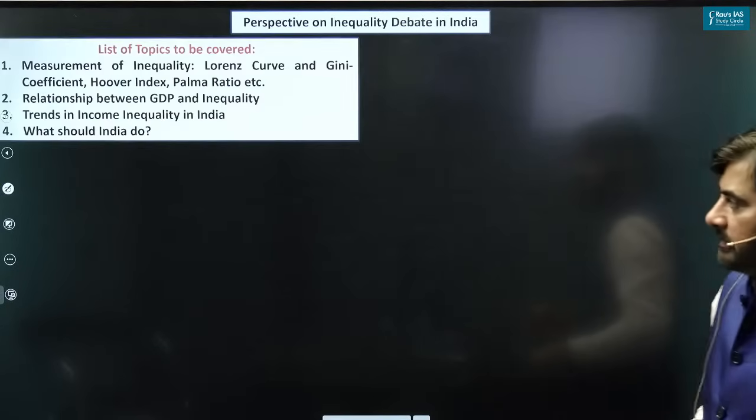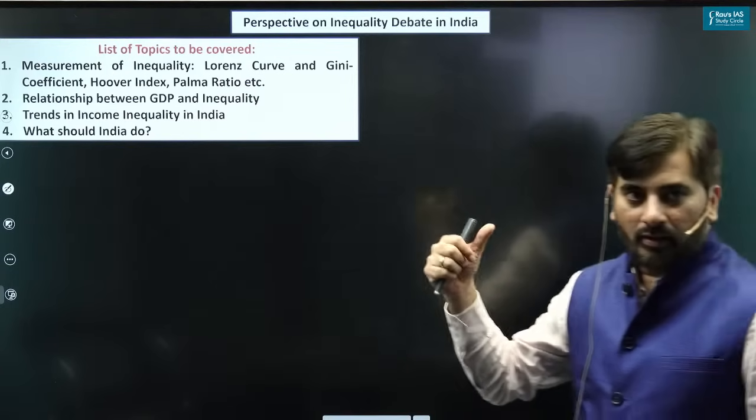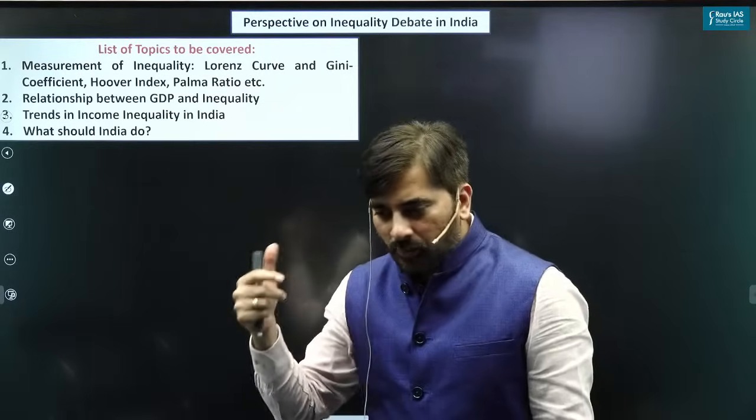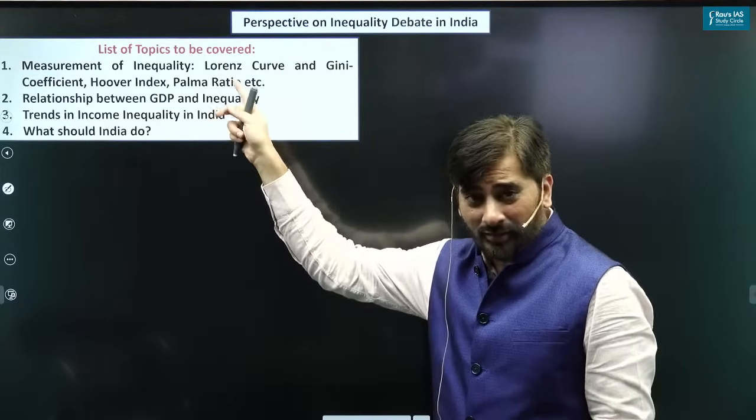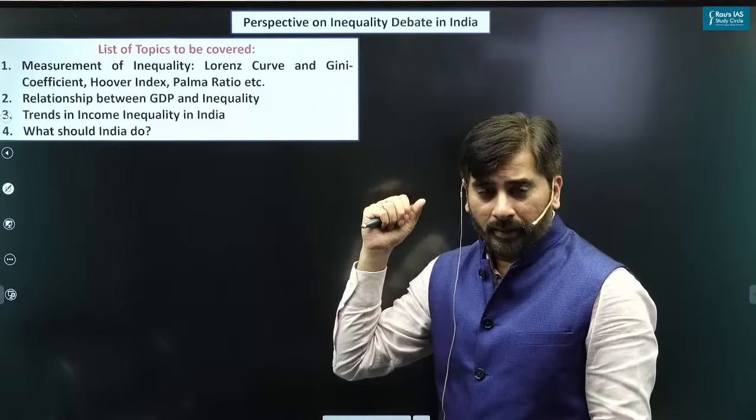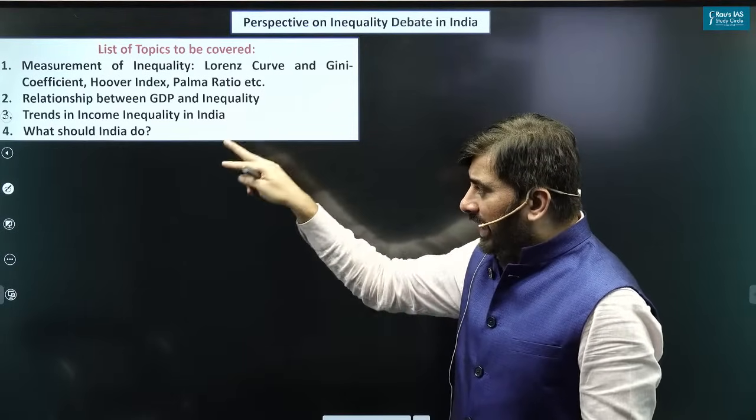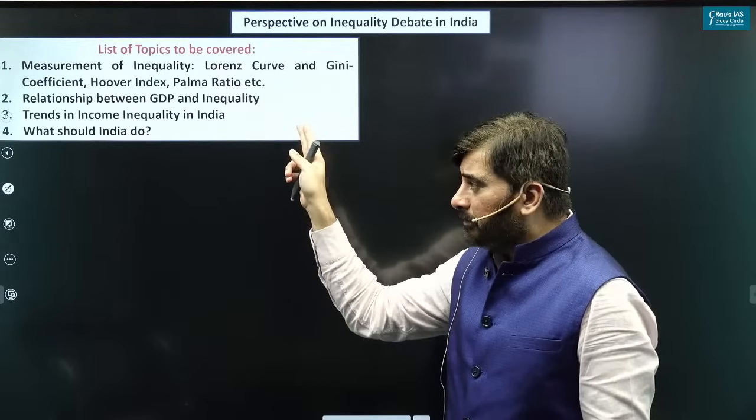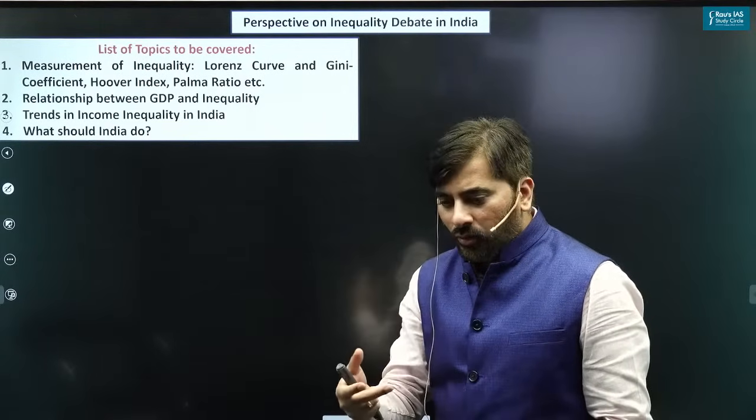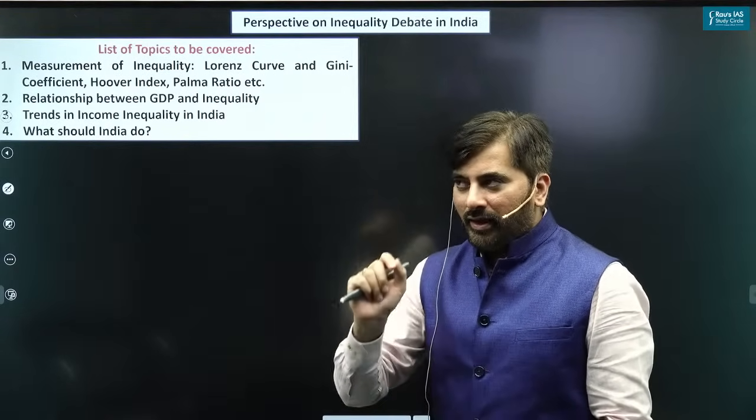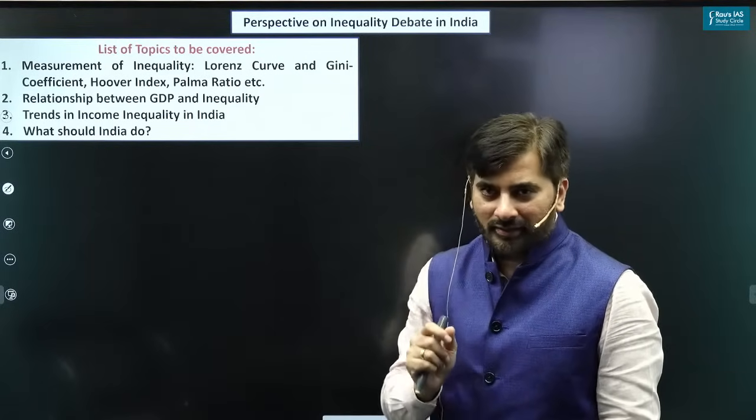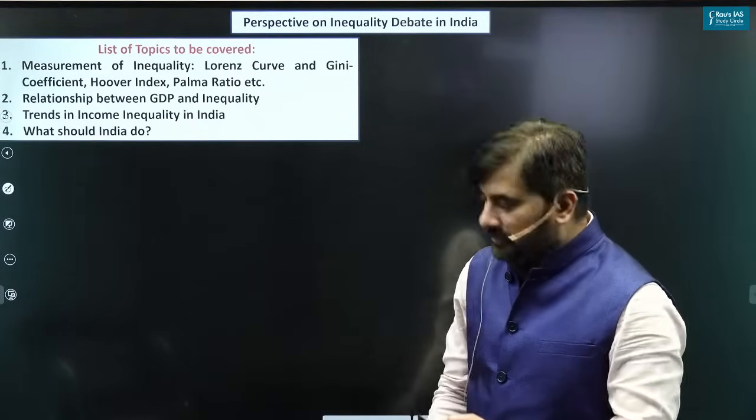So what things become important here? You can see, number one, we'll cover how is inequality measured in India, or for that matter, any economy. To measure inequality, we have a concept of Lorenz curve and Gini coefficient. Apart from that, we have the Hoover index, Palma ratio. Then secondly, we'll understand what is the actual relationship between GDP and inequality. What is the trend in income inequality in India? And what should India do given the fact that India cannot reduce inequality and pursue the increase in GDP growth simultaneously? This is what we are going to cover one by one.